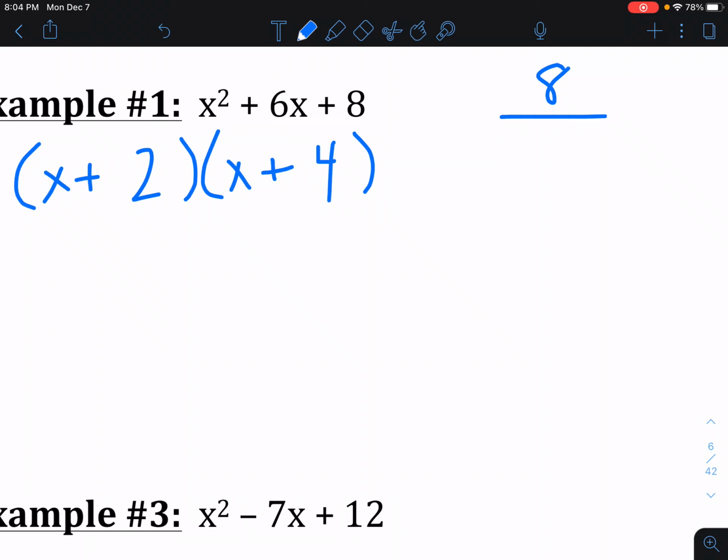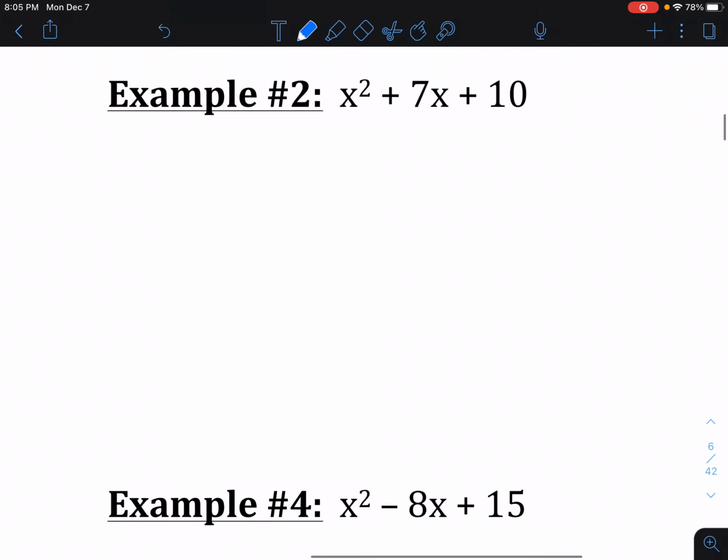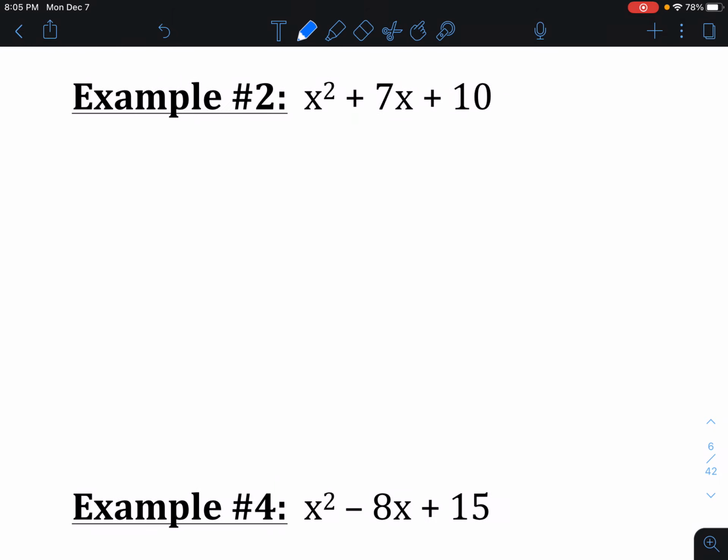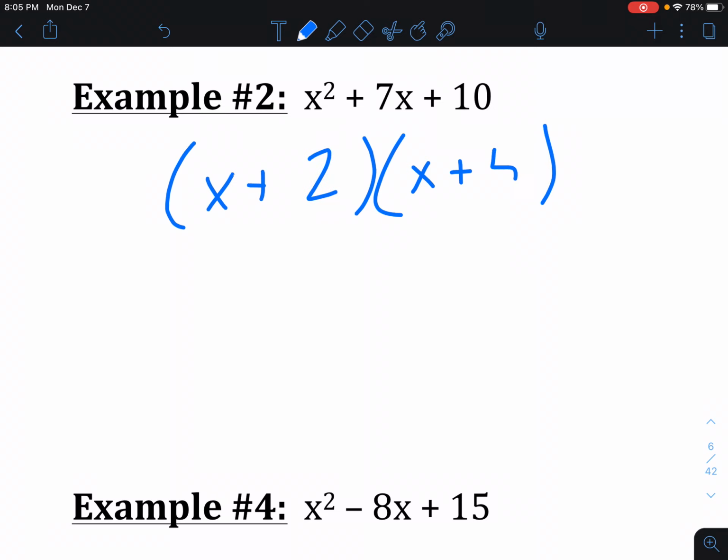Side note, if you ever wanted to check if your answer was correct, you can FOIL your potential answer, combine like terms, and if it turns back into the original problem, that means you did it right. Okay, example 2, x squared plus 7x plus 10, all pluses again. So, the signs are plus plus. What 2 numbers multiply to get 10 and add up to get 7? Very easy. Another easy one. 2 and 5. You could probably have answered this problem in 4th grade.